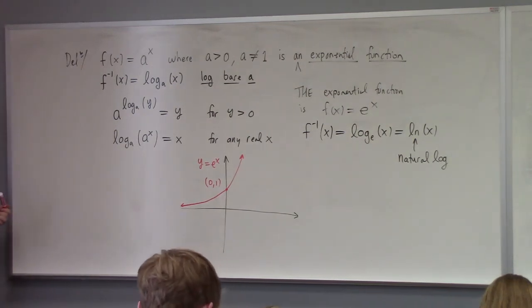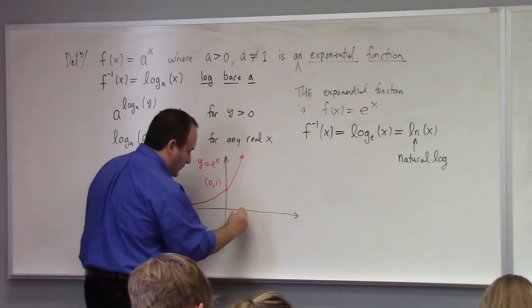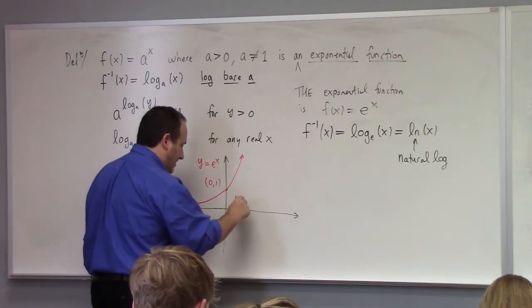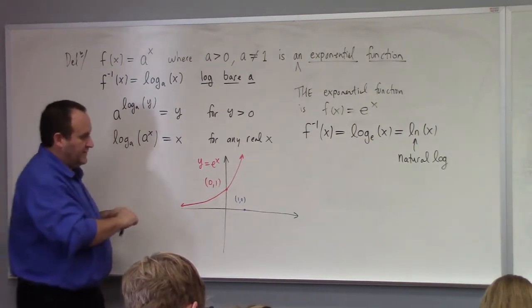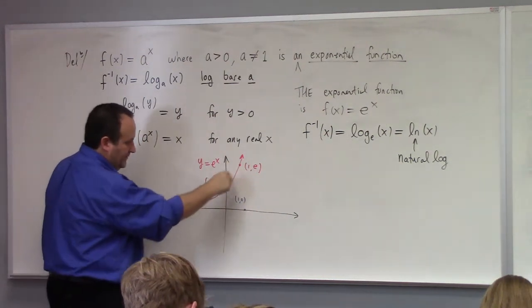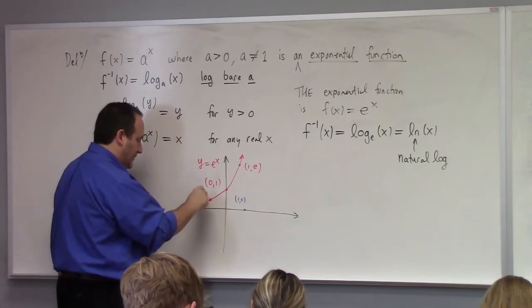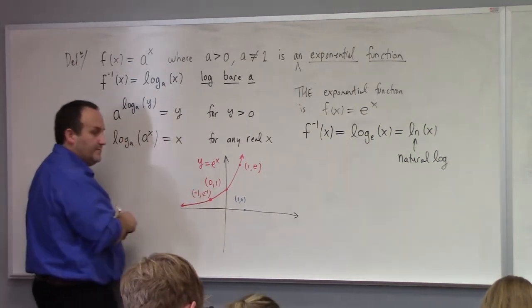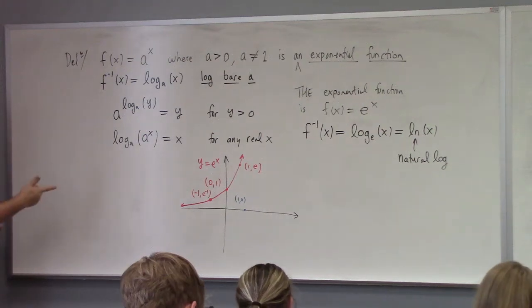We can also achieve it by flipping points, right? So like 0, 1 maps to what? 1, 0, right? What are two other points on this graph we could flip? Over here, there's the point 1 comma e, and over here there's the point -1 comma e to the -1. So on the graph of the inverse function, we just turn those pairs around.